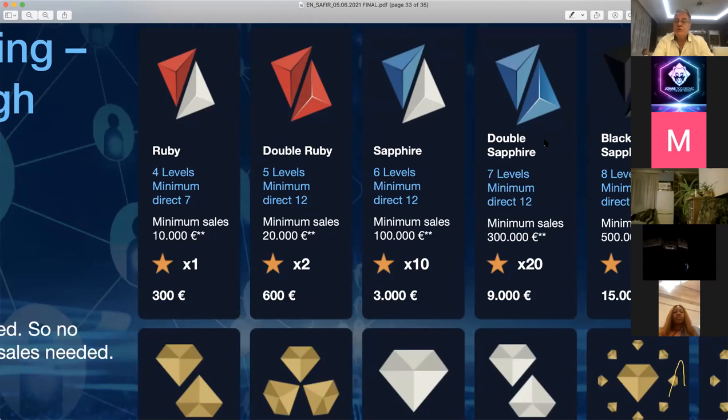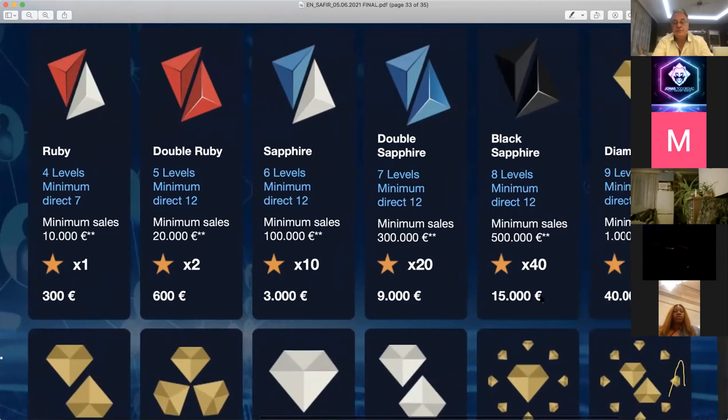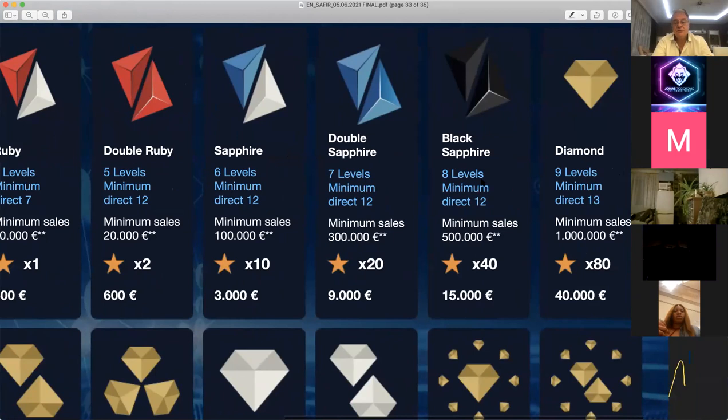The double Sapphire, to unlock 7 levels, needs 12 directs, 300,000 in accumulated sales volume, 20 pool share points, which means 4,000 euro around every month for the next coming 6 months, plus a bonus incentive of 9,000 euro. Black Sapphire: 8 levels, 12 directs, 500,000 in total sales volume, 40 pool share points. That's approximately 8,000 euro monthly for the next coming 6 months, plus 15,000 euro as a bonus incentive.